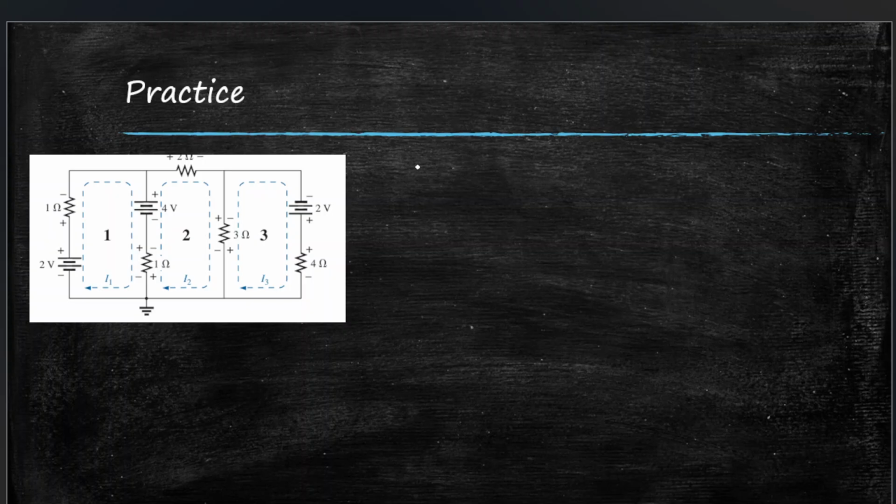So we have 3 loops here. Again, we can do this with the format approach. So we start with loop number 1. Step 1 and step 2 are done: loop currents are assigned, polarities are assigned. Now let's start the format approach. So I1, bracket open, and then add all the resistors. So 1 plus 1. That's all for loop 1.